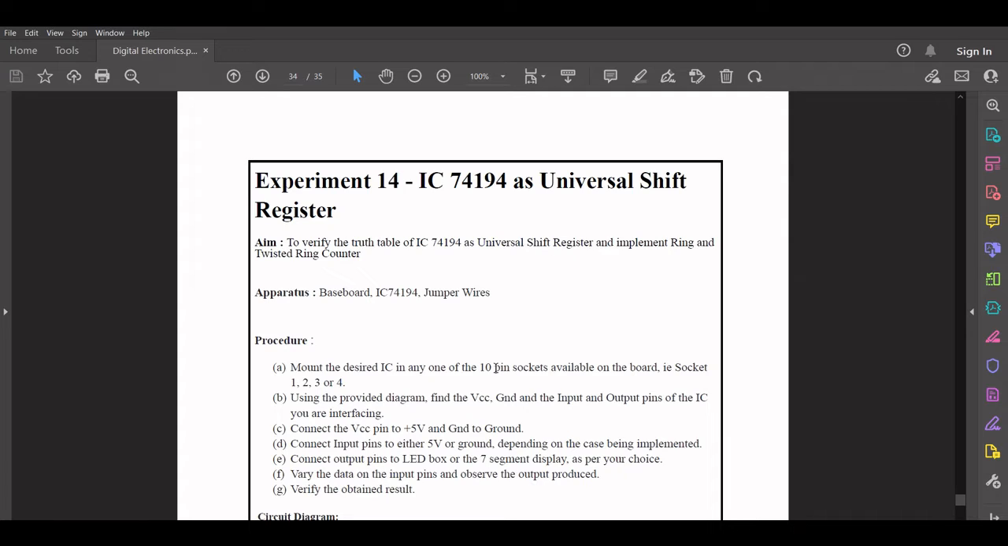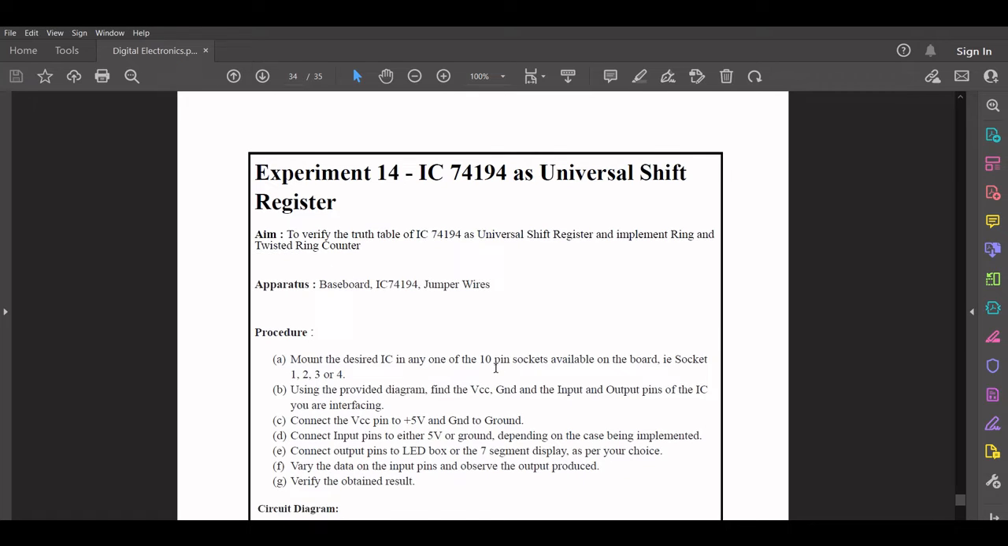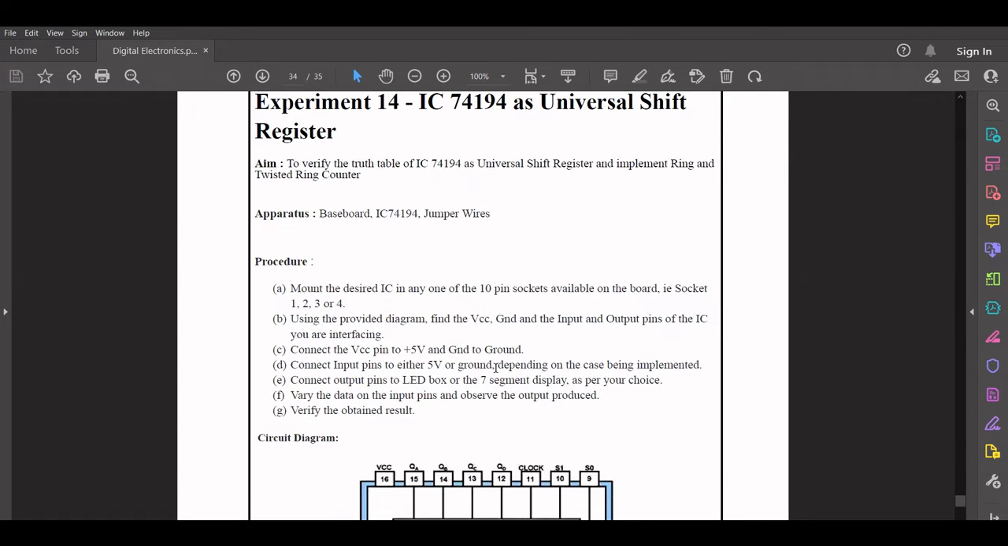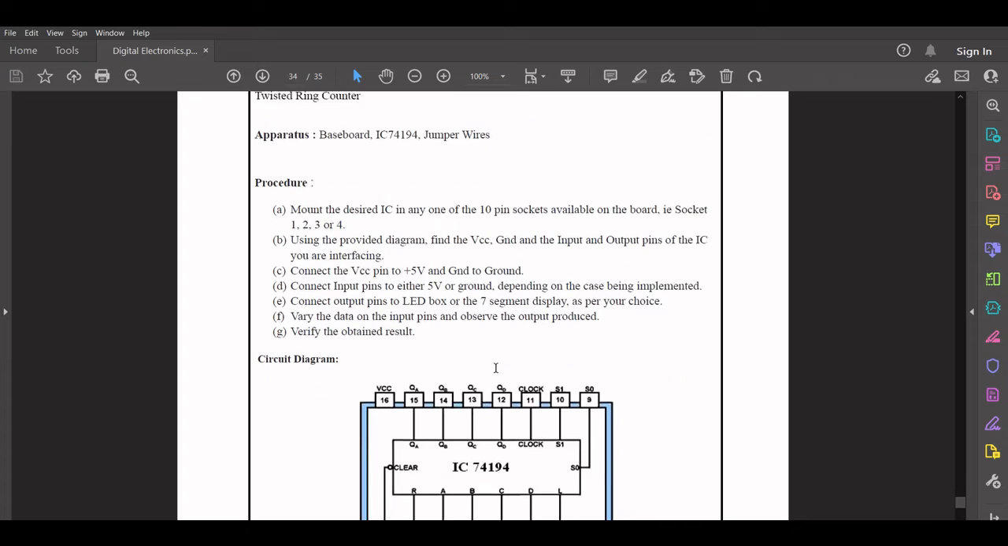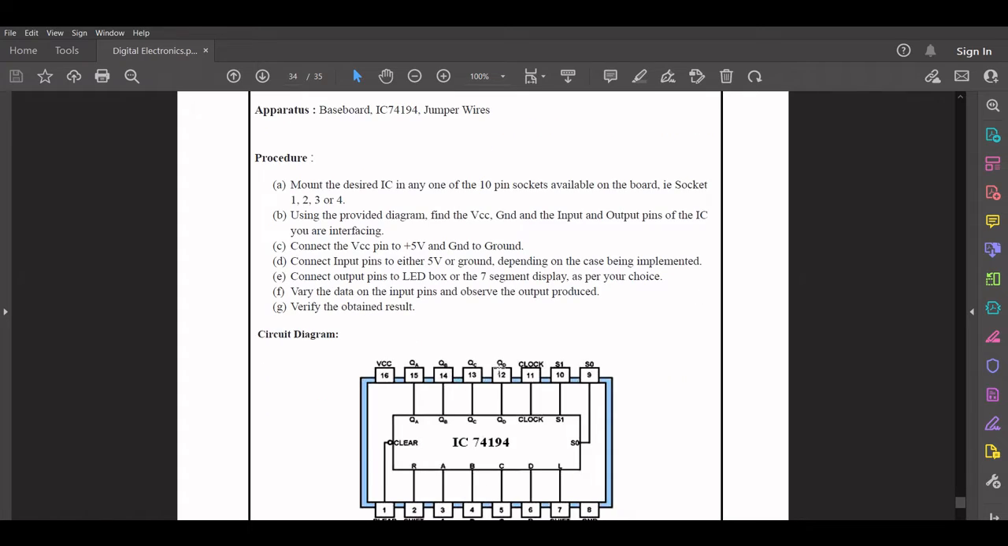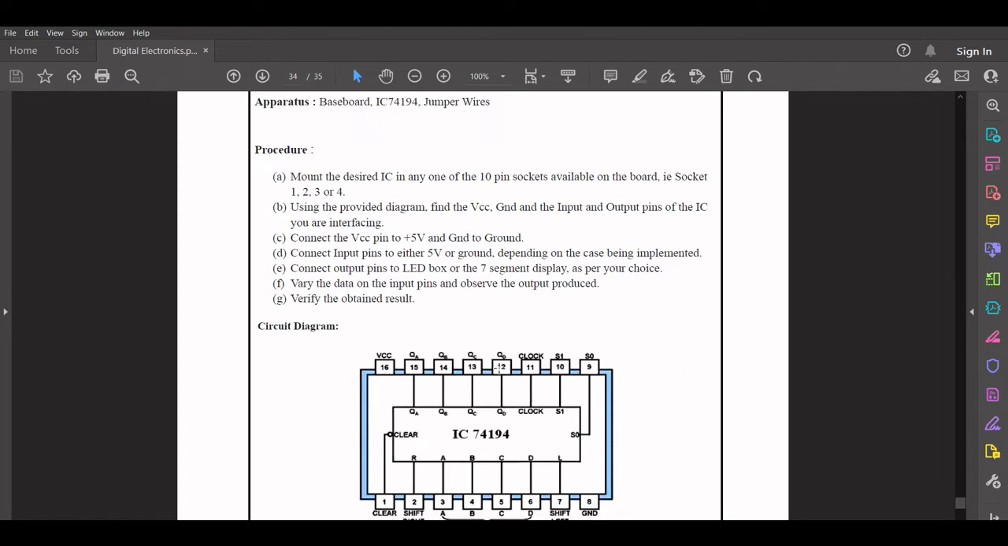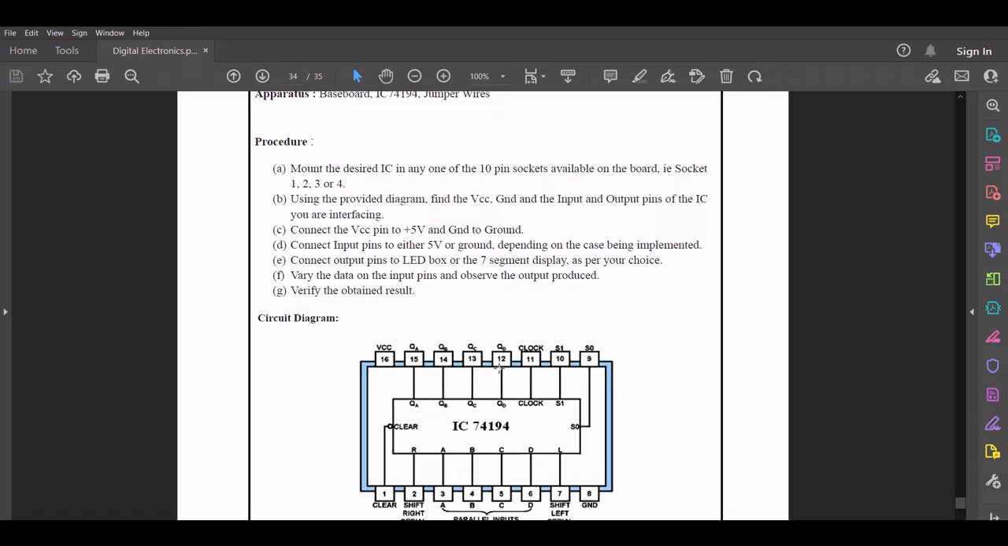The procedure again is very similar to other experiments. You will have to mount the desired IC in any one of the 16-pin sockets on the board, and using the provided circuit diagrams you can make the necessary connections. As seen from the diagram, you have pin 16 connected to VCC and pin 8 to the ground. You will have to connect clear, that is clear bar, to plus 5 volts.